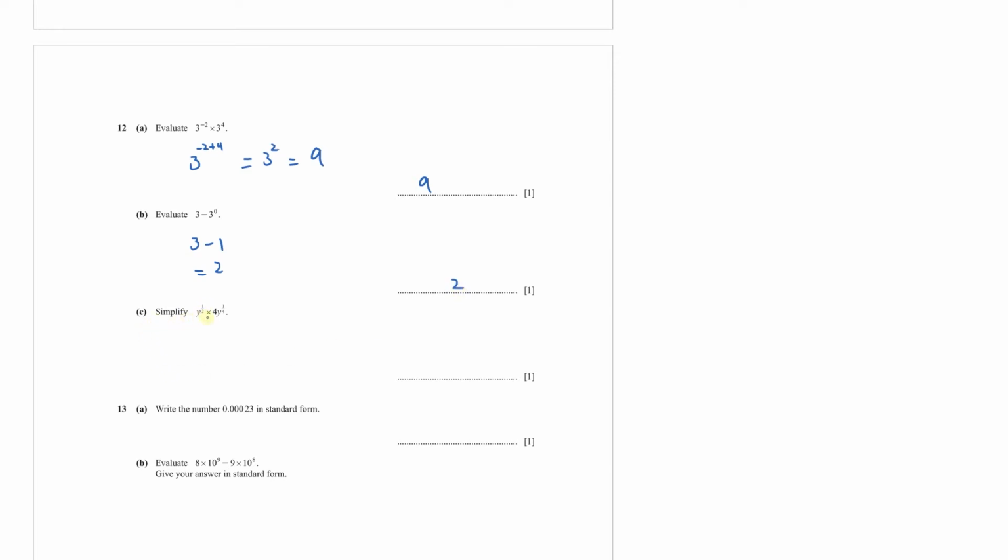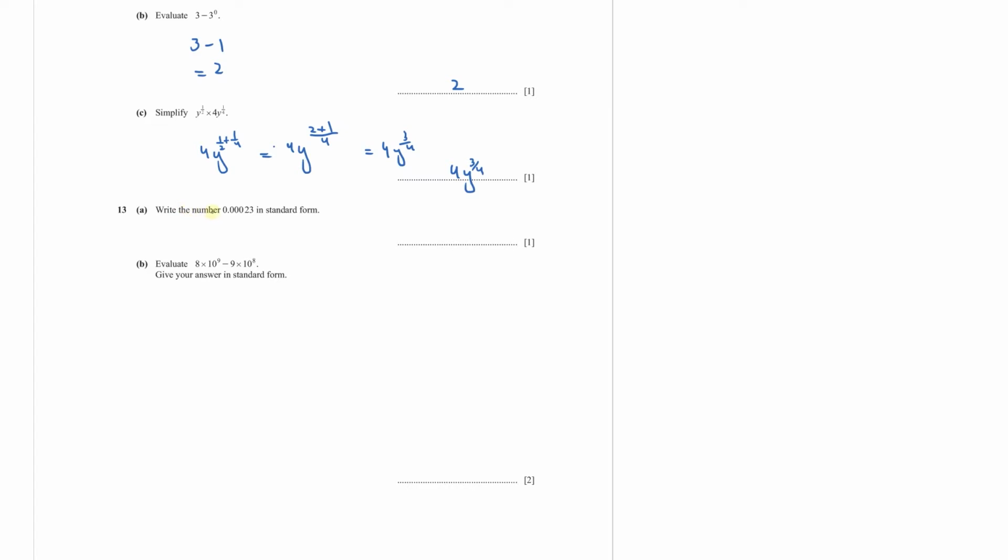So y power 1 by 2 into 4 into y power 1 by 4. These y are being multiplied, so the powers will be added. So this will become 4 into y power 1 over 2 plus 1 over 4. If I add these two, 1 over 2 plus 1 over 4, I will get the LCM, which is 4. So this will be 4 into y power, LCM is 4. This will be multiplied by 2 and this will remain 1. So this will be 4 into y power 3 over 4. So 4 y power 3 over 4.